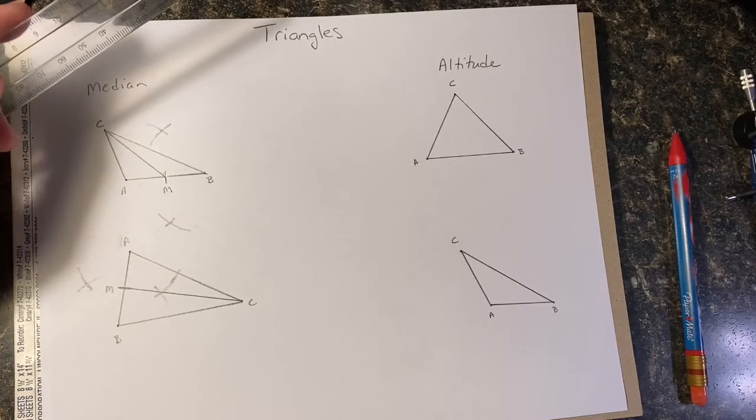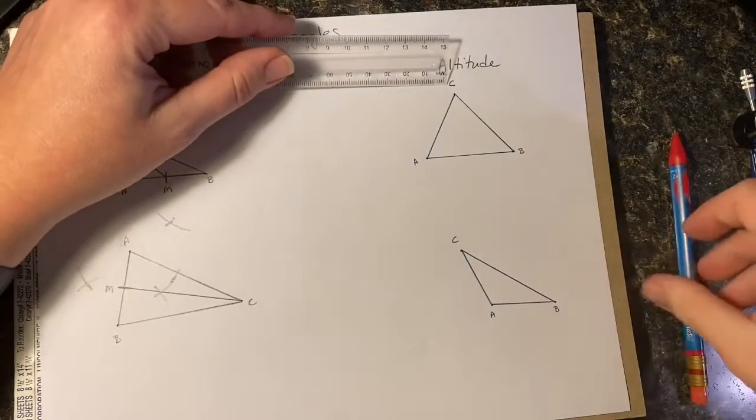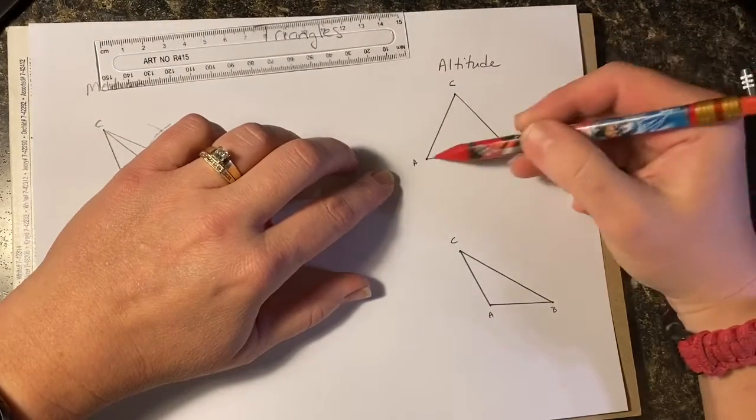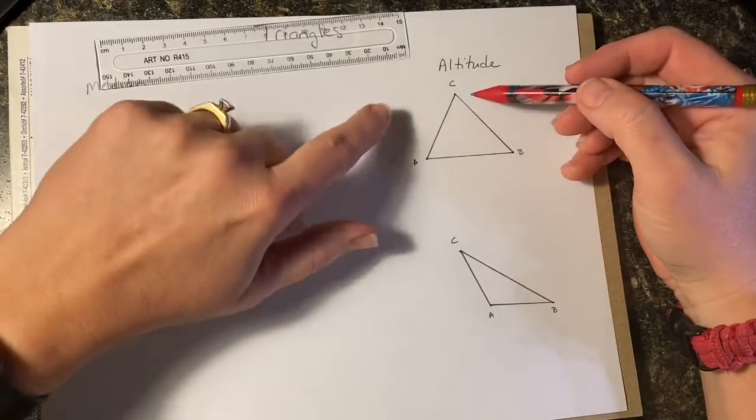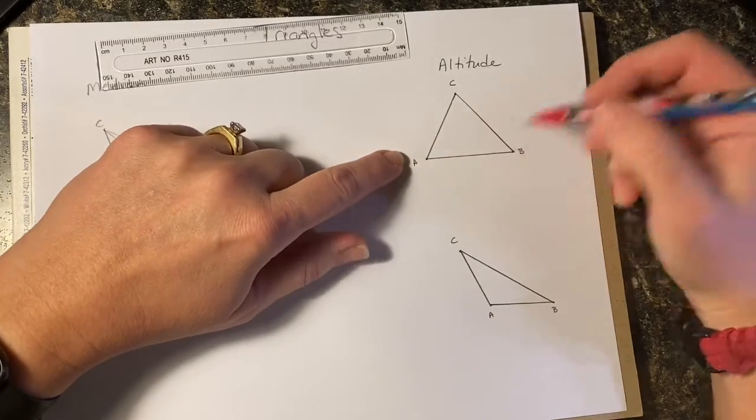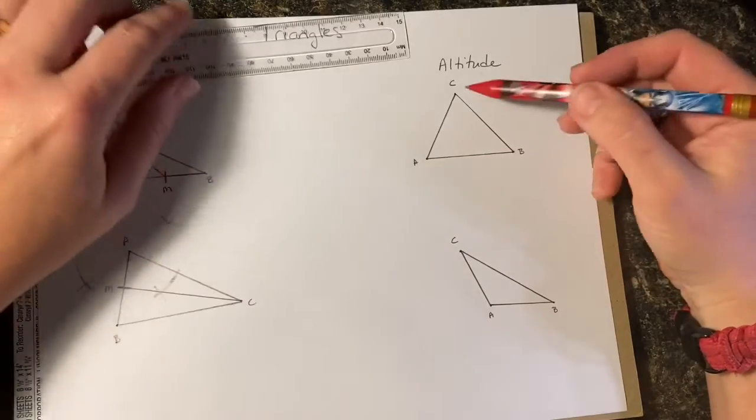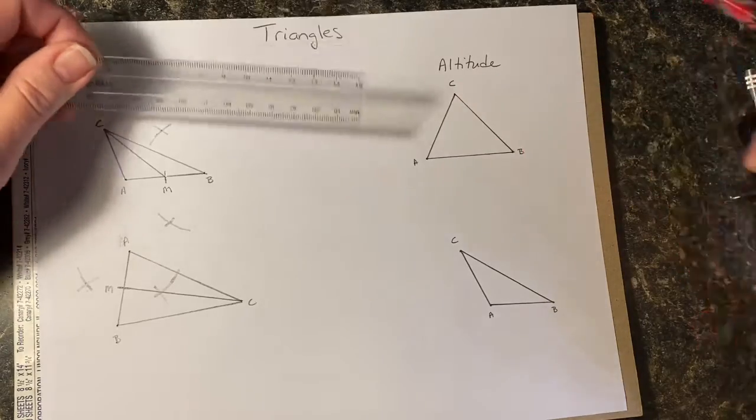Remember that an altitude of a triangle is a segment from a vertex, okay, perpendicular to the opposite side. Where the median was at the midpoint, right? The altitude is perpendicular. It does not care about the midpoint. It is perpendicular, all right? So we're going to find the altitude from C to AB.